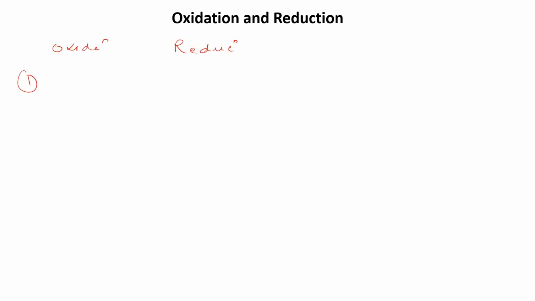First is addition of oxygen is oxidation. On the contrary, removal of oxygen is reduction. So oxidation, from the name we can understand that anything is oxidizing. Oxidation, the word comes from oxygen only. So addition of oxygen is oxidation, removal of oxygen is reduction.